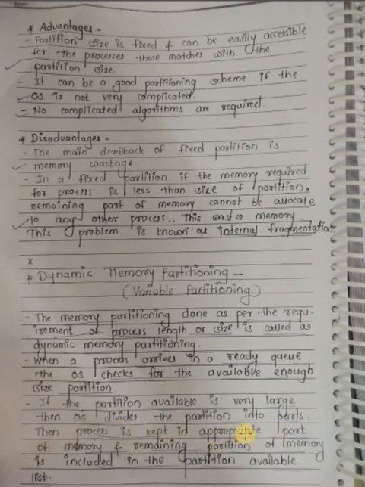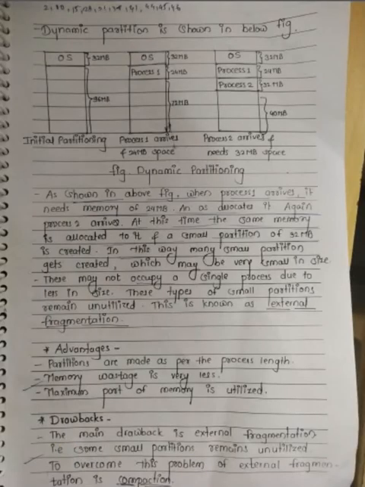Then the process is kept in an appropriate part of a memory and the remaining partition of memory is included in the partition available list. Here the appropriate size of memory is allocated to the process and the remaining memory is included into a partition available list for another process. Here in this figure, the dynamic partitioning is represented. See this figure?